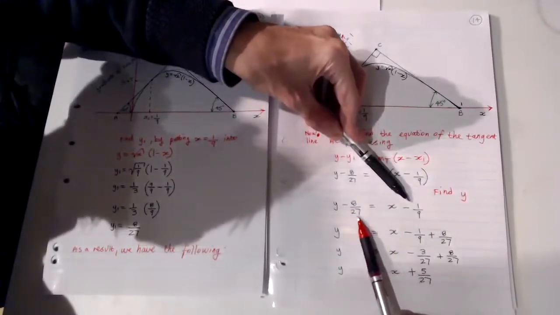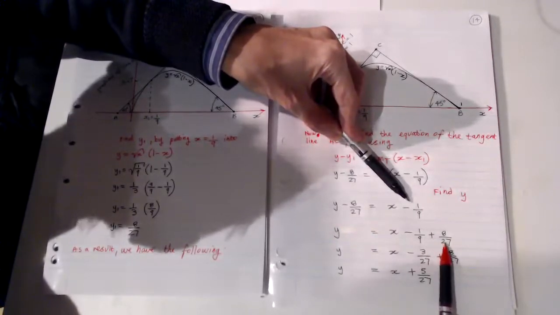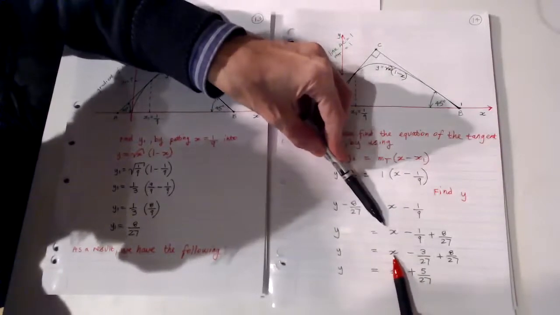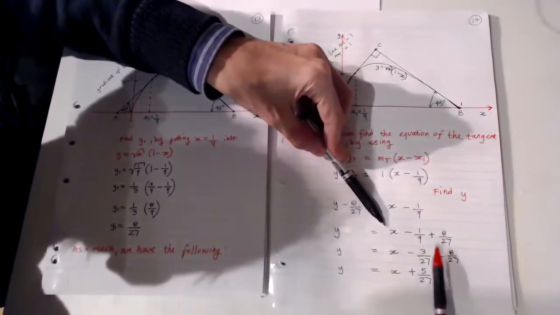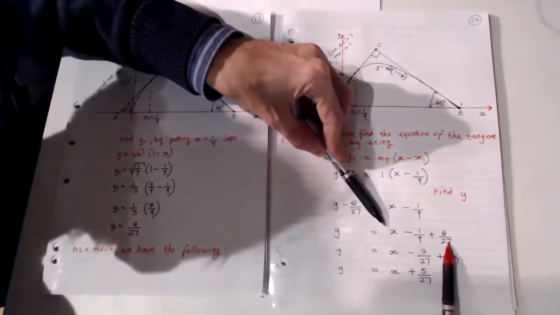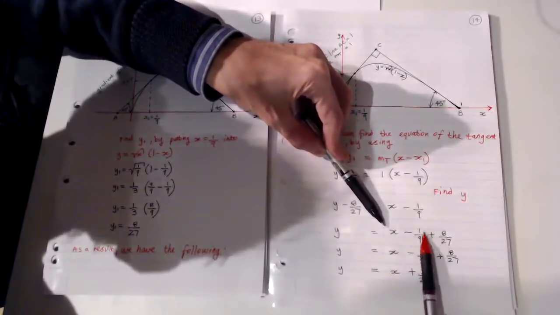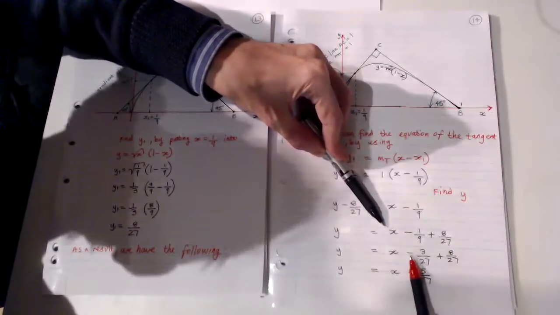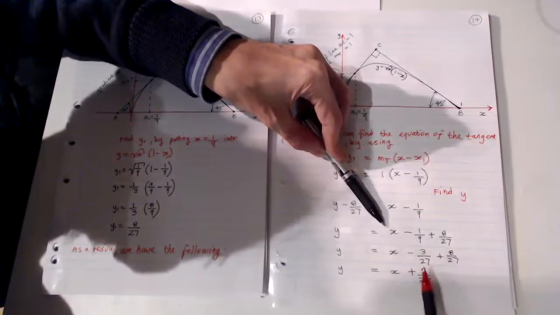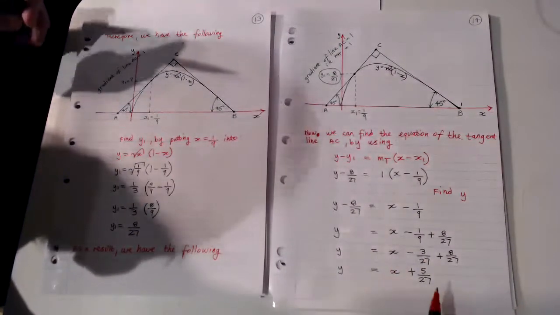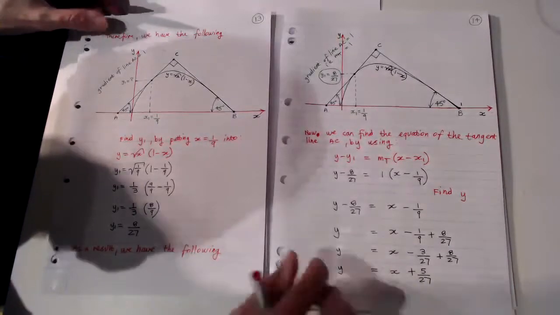Bring the negative 8/27 onto the other side, plus 8/27. Then y equals x. Then using grade 5 fraction theory, where you got a fraction plus a fraction, make the two denominators the same. So therefore, 1/9 becomes 3/27 plus 8/27. So therefore, what's -3 plus 8 is plus 5/27. So y equals x plus 5/27.